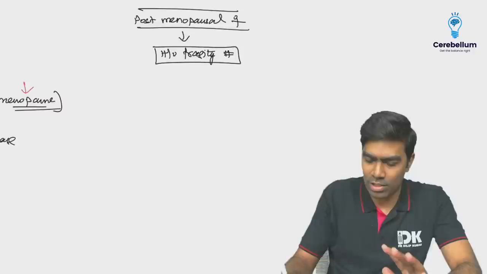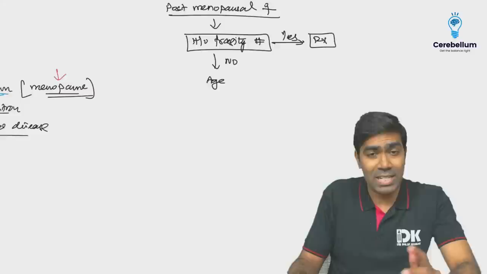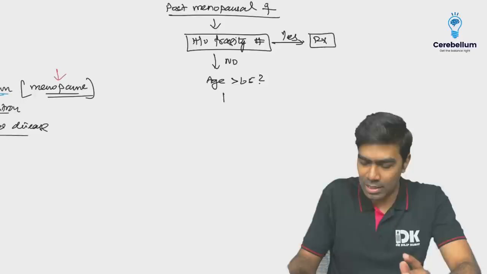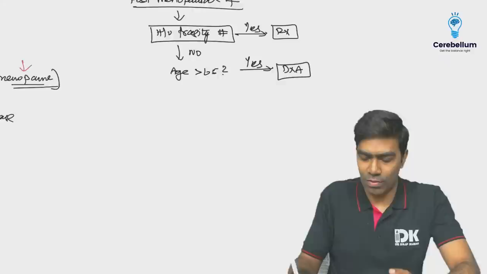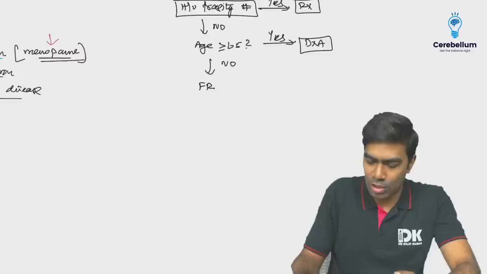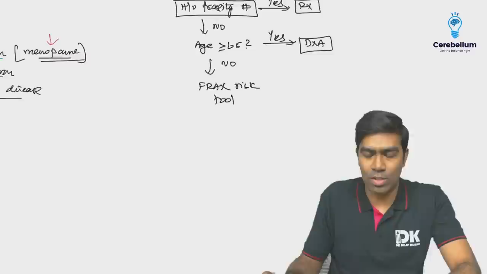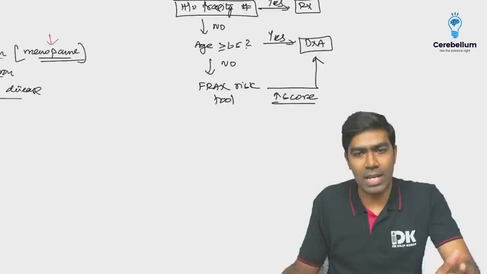If the patient does not have a history of fragility fractures, then you have to see the age. If the patient is aged more than 65, then I can do a DXA scan. If the patient is less than 65, then I can assess some risk tools. It's called the FRAX risk tool. We use the FRAX risk tool to assess the 10-year risk of hip fractures and vertebral fractures. If the FRAX score is high, then you have to perform a DXA scan.